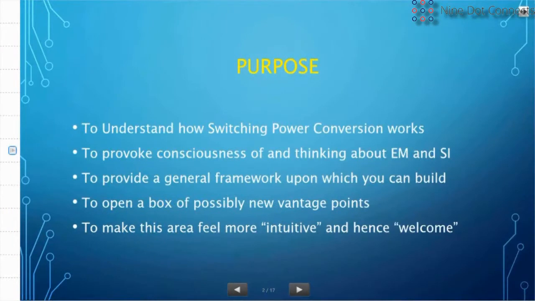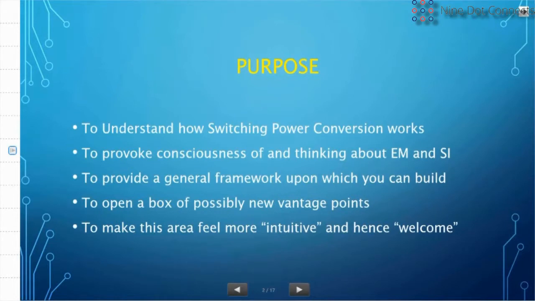Again, we want to understand how switching power converters work. We want to be able to provide a consciousness and thinking about electromagnetics and signal integrity as people embed these and also practice working on them and designing their own. And in order to do that, we need to have a framework upon which you can build. You need to be able to think about things in a way that makes sense. We're also trying to open a box of possibly new vantage points on how to look at things that will really help you to be able to become more effective on that.